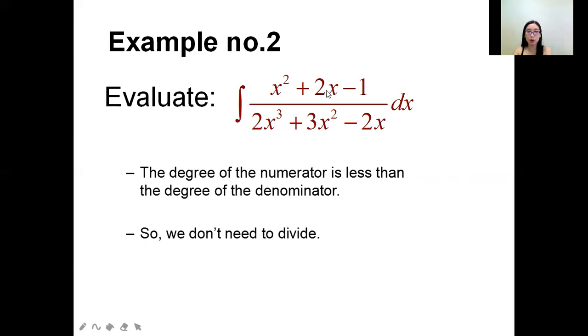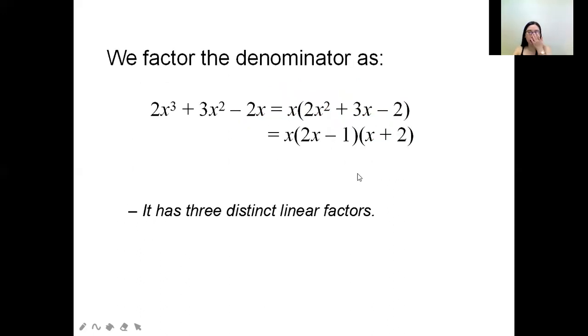Evaluate the integral of x squared plus 2x minus 1 all over 2x cubed plus 3x squared minus 2x dx. So first, we evaluate visually which is bigger, the numerator or the denominator. Upon viewing the integrand, the numerator is lesser than the denominator. So the degree of the numerator is lesser than the degree of the denominator. Therefore, we do not need to perform long division. So we factor the denominator.